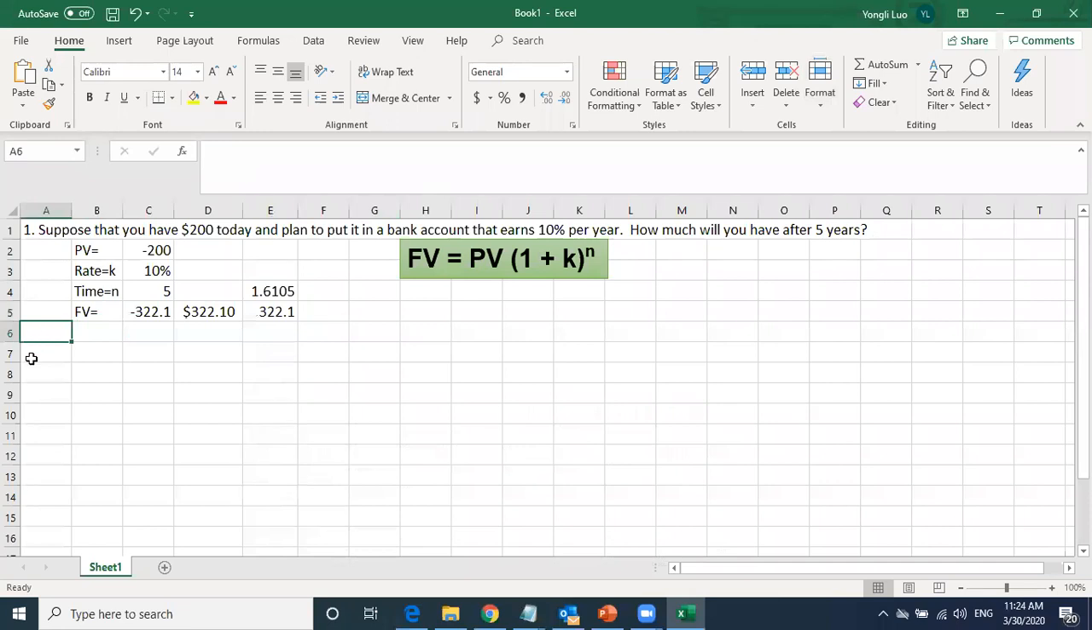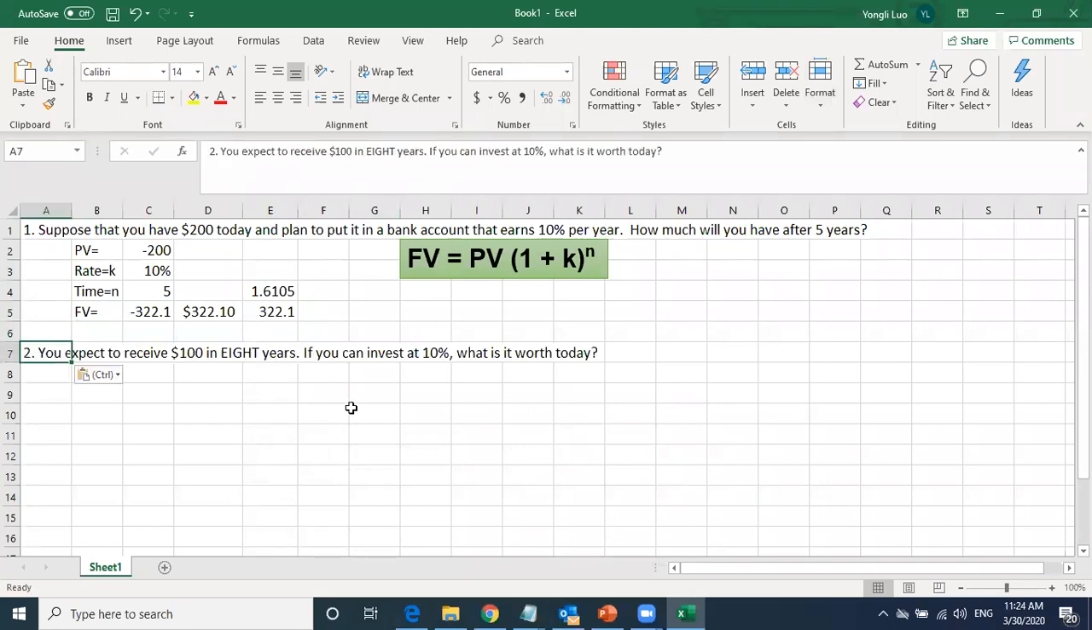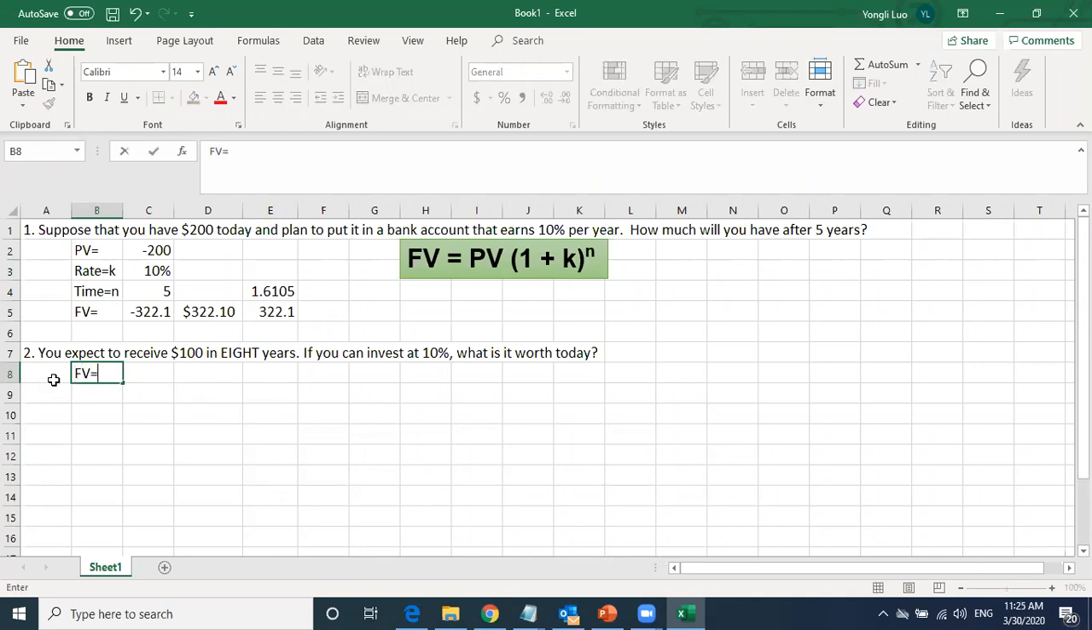Okay, this question is: you expect to receive $100 in 8 years. If you can invest at 10%, what is the value today? Okay, so we have this one. Let's go. The $100 you're going to receive is the future value. The future value you have is $100, and the rate and the time.